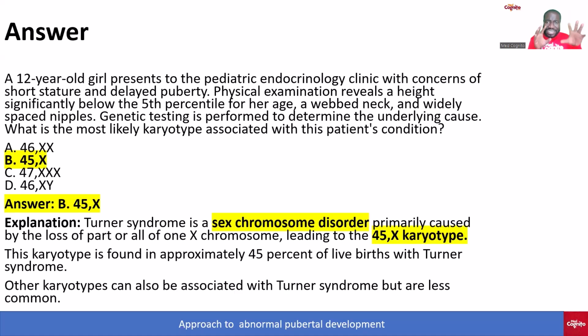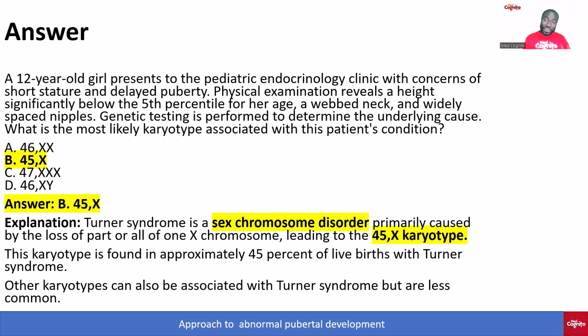Turner syndrome is a sex chromosome disorder, primarily caused by the loss of part or all of the X chromosome, leading to the 45X karyotype. Now, this karyotype is found in approximately 45% of live births with Turner syndrome. So what I'm trying to say is that Turner syndrome has different karyotypes, but the commonest karyotype is 45X. We have other karyotypes, but I don't want you to worry about it.